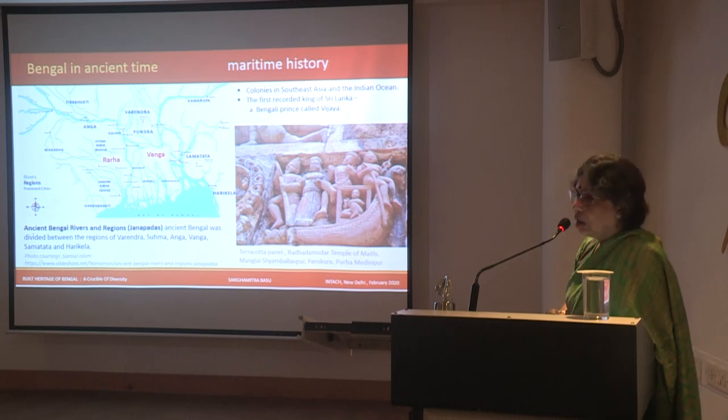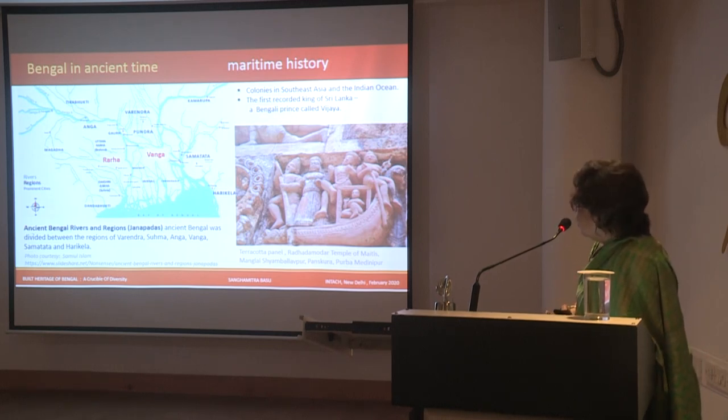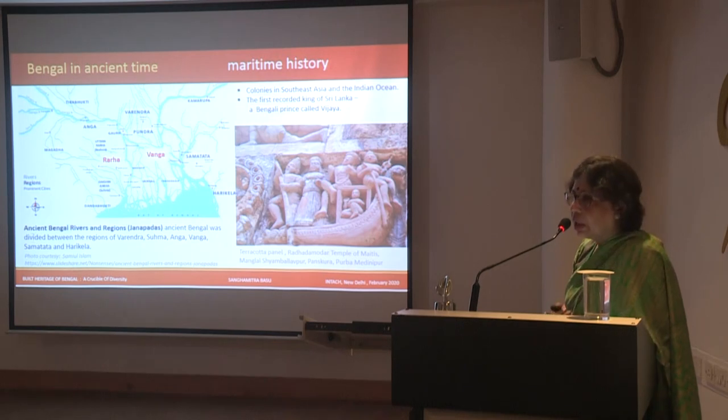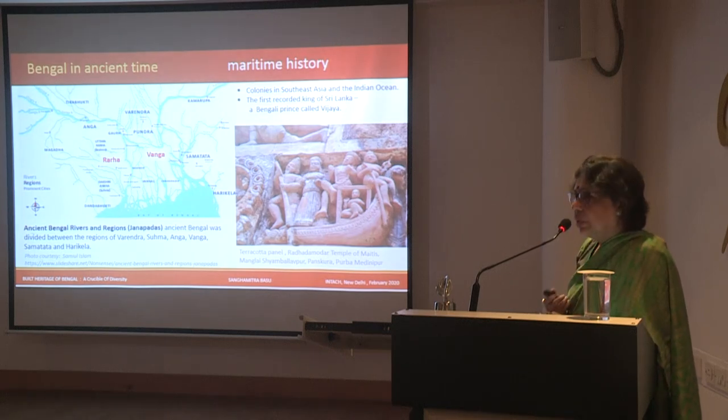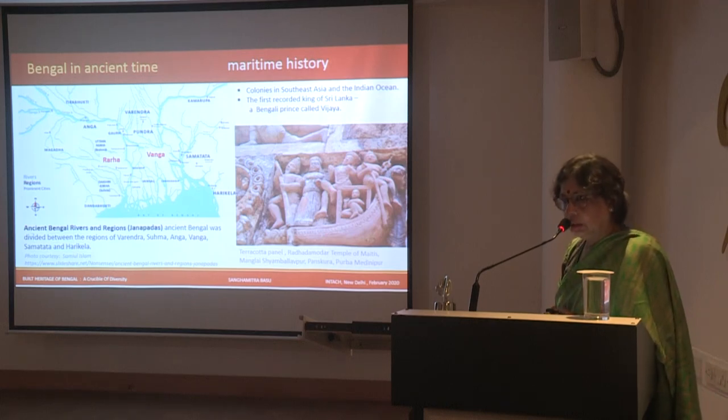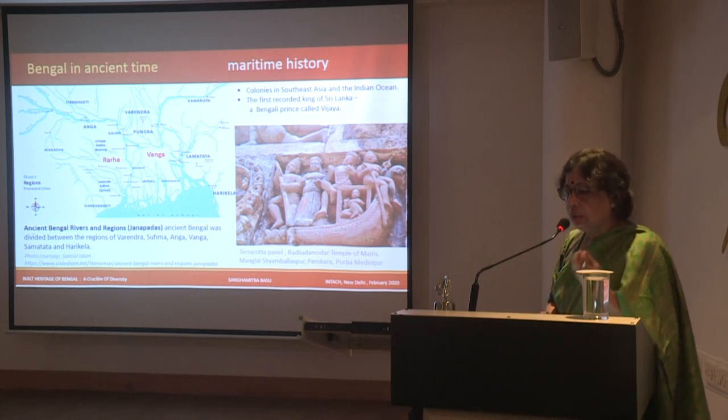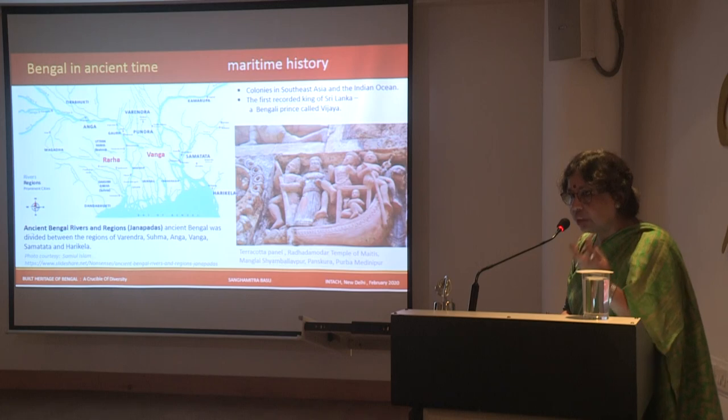Ancient Bengal was divided basically into various regions. Of these, Rar and Banga, there were also Samatata, Pundra, Anga, so a larger area is there. But of these, I would like to draw your attention to two major regions: one is Banga and the other is Rar. They are naturally different. Banga is basically the Barendra area, which is now Bangladesh, and Rar is the laterite soil, the more red area.